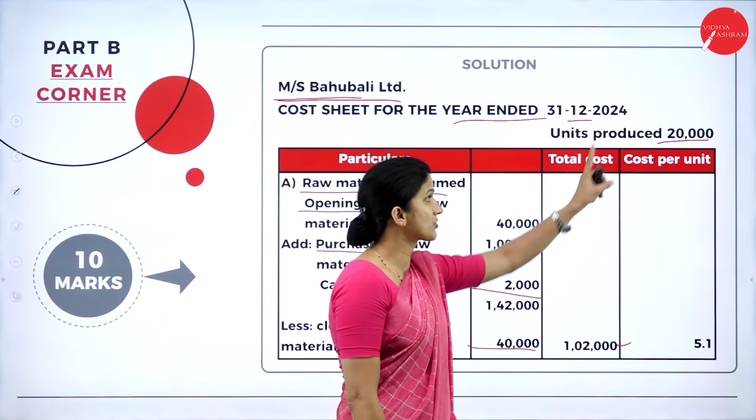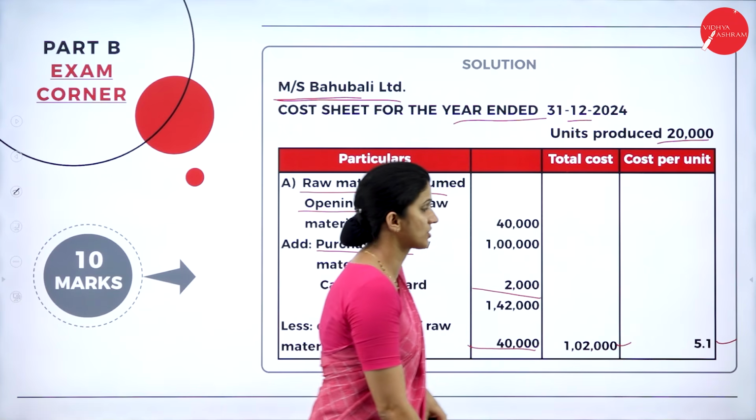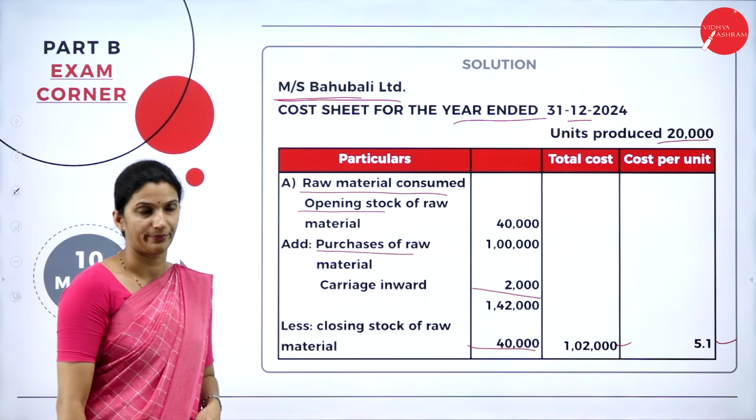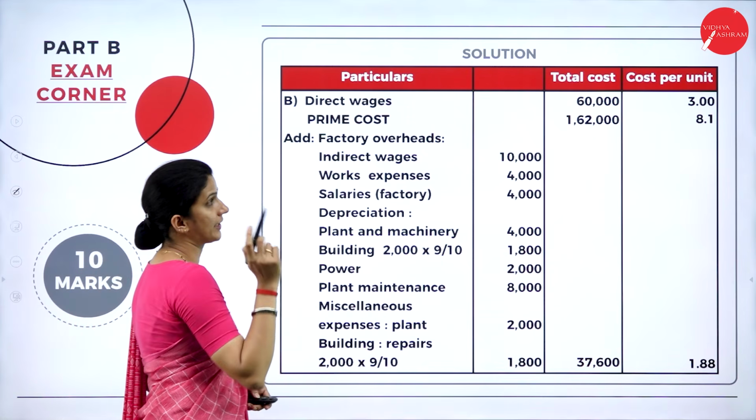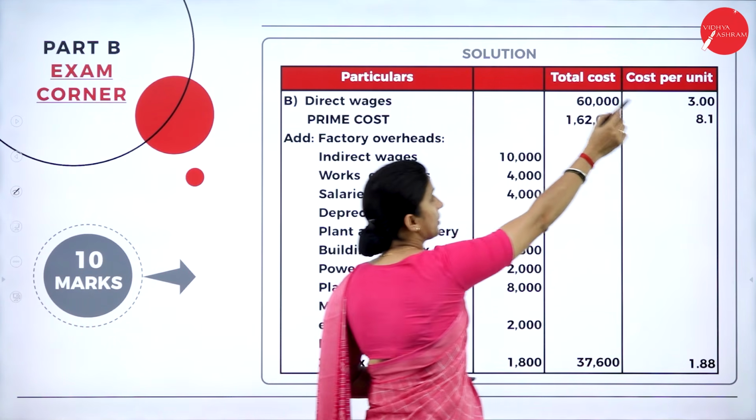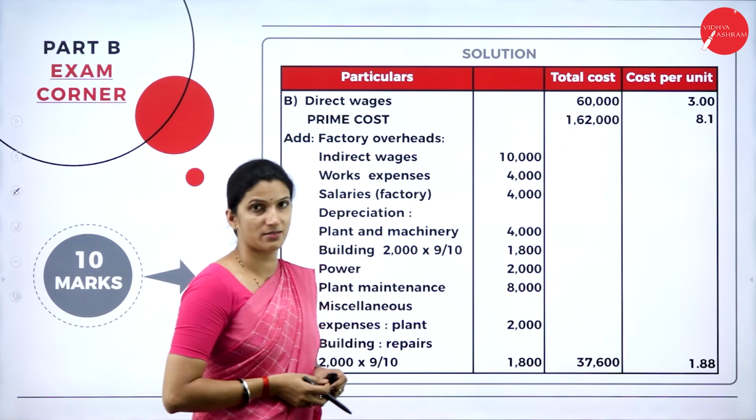Then 1,02,000 divided by 20,000. So the per unit rate, or the cost per unit, is 5.1. Next, we have the second element, direct wage. It is directly given, 60,000. Again, per unit also: 60,000 divided by 20,000 units is 3.